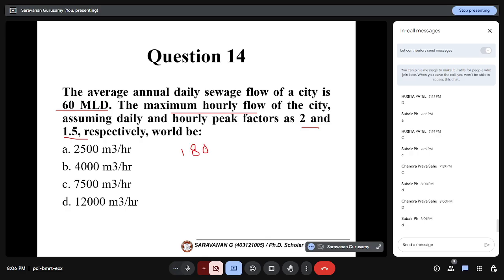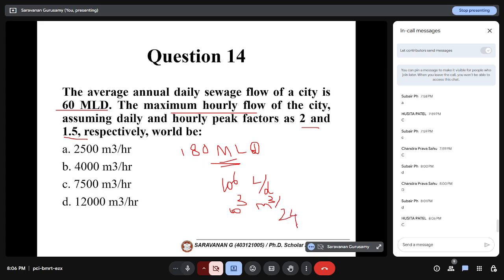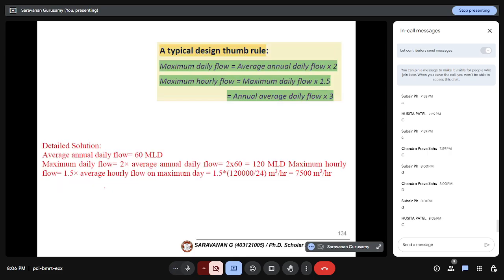180 MLD. If you convert 180 MLD into meter cube per hour, how to convert? 10 power 6 will be liter per day, and 10 power 3 will be meter cube per day, and again day to hour will be 24. So 180 into 10 power 3 divided by 24 will give you 7500 meter cube per hour. The answer is correct, right? Totally 2 into 1.5 will give you the maximum hourly 3.